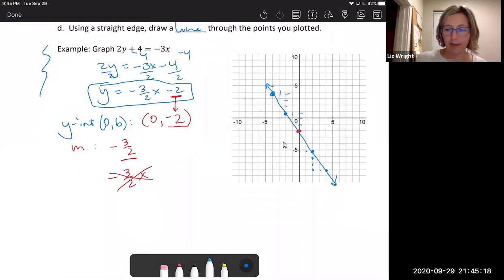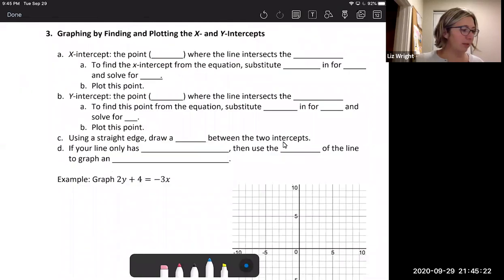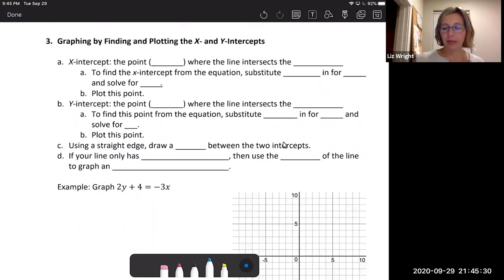Next method. This is the method that students tend to struggle with the most because they haven't done this method before. So make sure if you have questions on this, you ask me in class the next time I see you, because I want to make sure you're understanding this. So this is our method number 3 that we're going to use: graphing by finding and plotting the x and y intercepts.